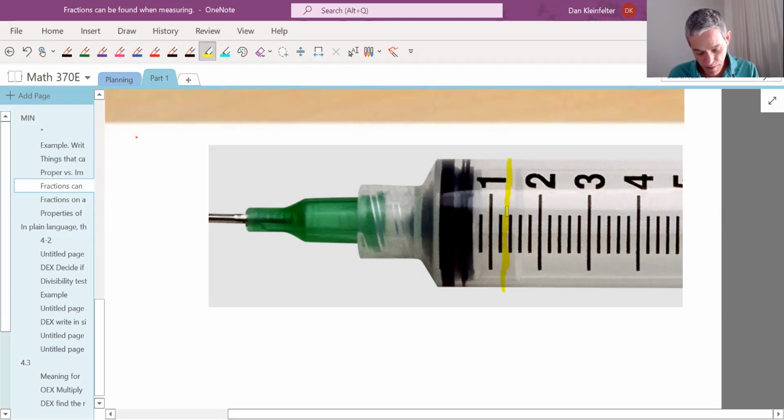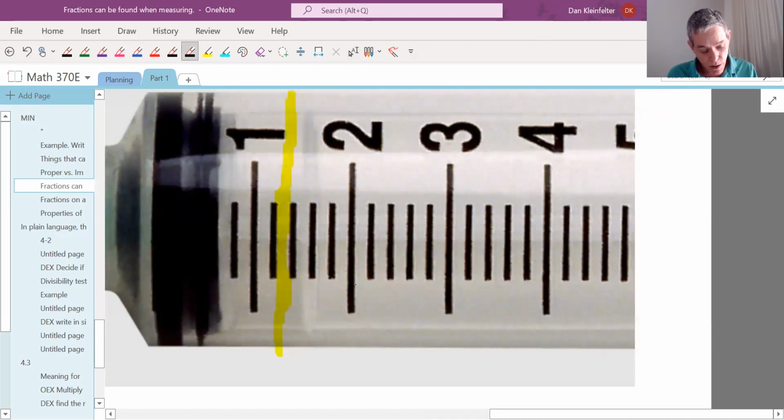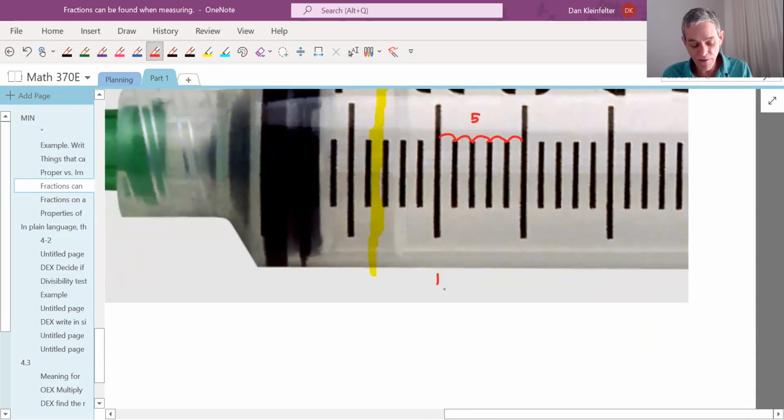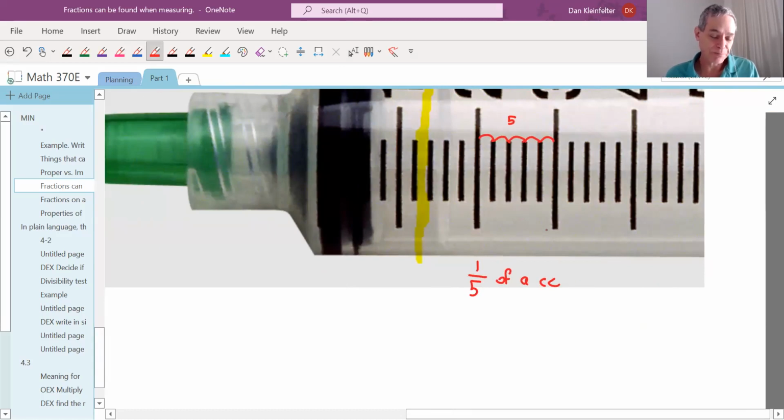Okay, so you have to think about, well, how many parts is the whole divided into? So let's make that bigger still. So there's 1, 2, 3, 4, 5 pieces. So each of those tick marks is worth 1/5 of a cc. Okay, what's a cc? We'll leave that for another time when we talk about units and the metric system and stuff like that. But it's 1/5 of a whole unit.